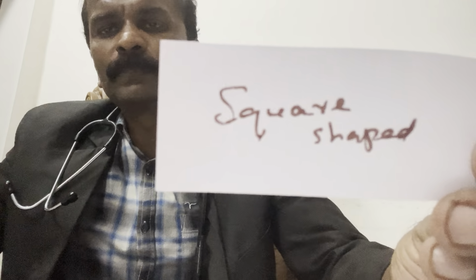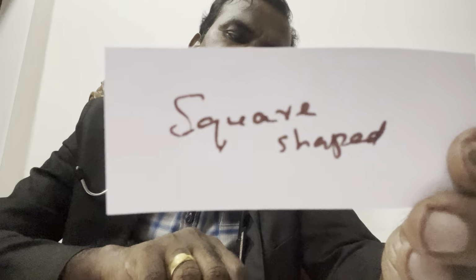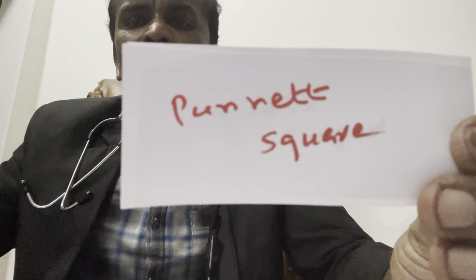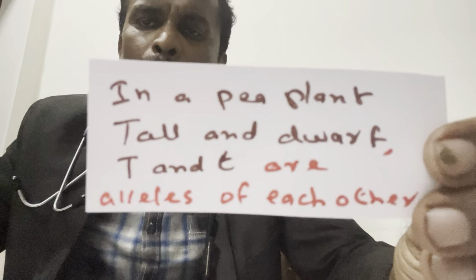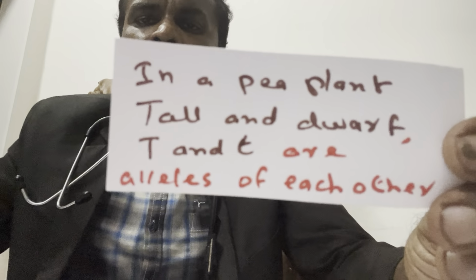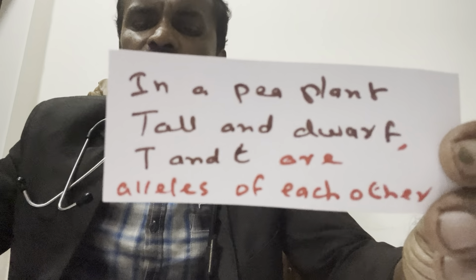Which is a square shape? You need a square shape. Punnett square. In a pea plant, tall and dwarf, capital T and small t, are alleles to each other. True or false?